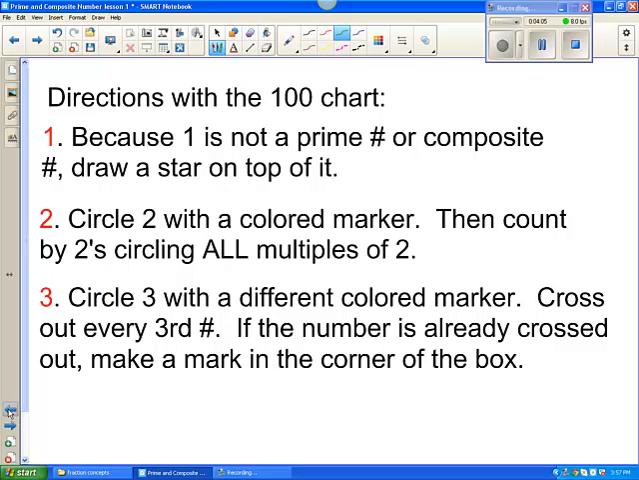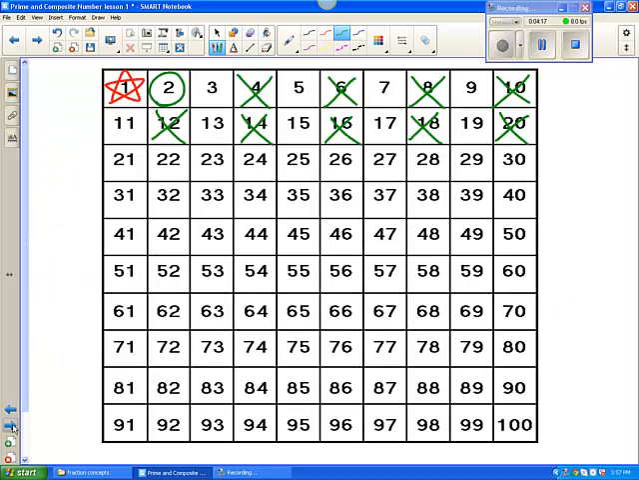When you are finished with that, you're going to do number 3. Circle the 3 with a different colored marker or colored pencil and cross out every third number. So if we look at our chart, remember you have to go all the way to 100. I just didn't do it for time-wise. 3, and then 3 times 2 is 6, but it's already crossed out because it's a multiple of 2, so you don't have to recross it out again. 3 times 3 is 9, so we cross that one out. 3 times 4 is 12, already crossed out. 3 times 5 is 15, and then we count 1, 2, 3. 18 is crossed out. 1, 2, 3, cross out 21, and so forth, all the way down to 100.